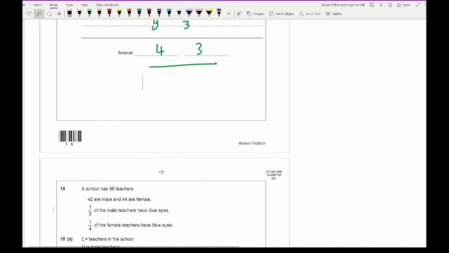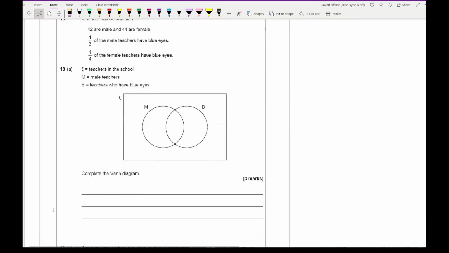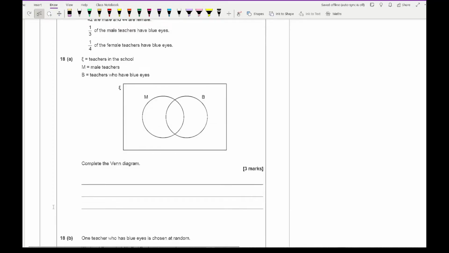Then moving on to our next question, question 18, it says that a school has 86 teachers, 42 are male, 44 are female, a third of the male teachers have blue eyes, a quarter of the female teachers have blue eyes, and we just need to complete this Venn diagram.